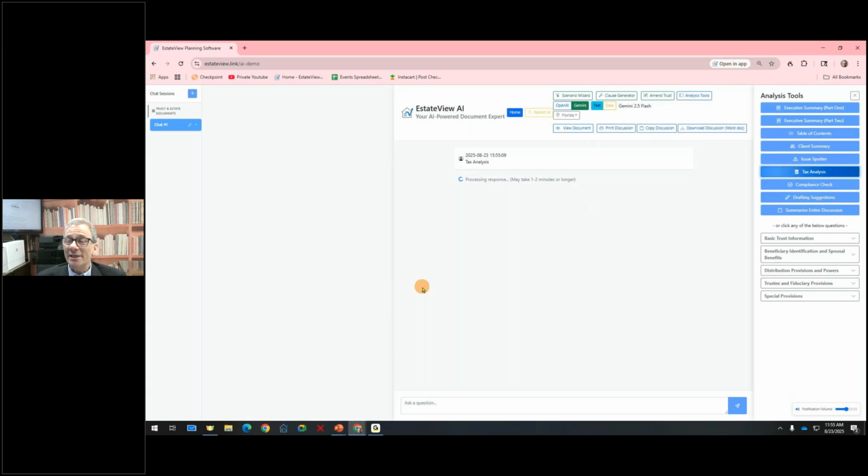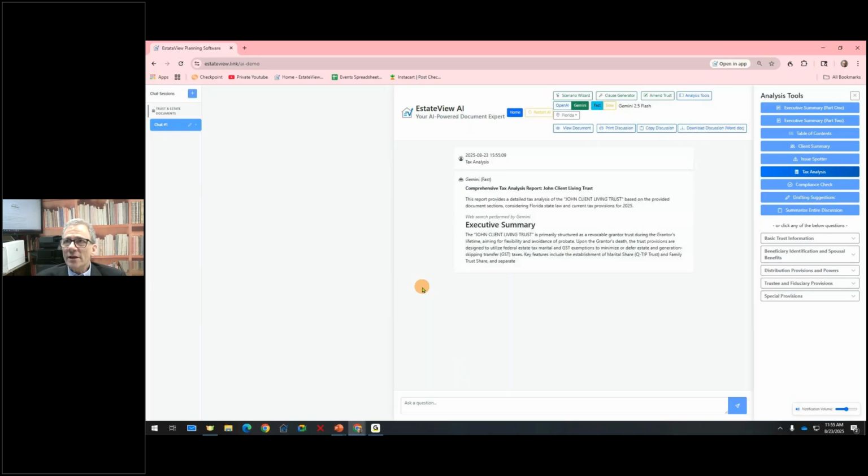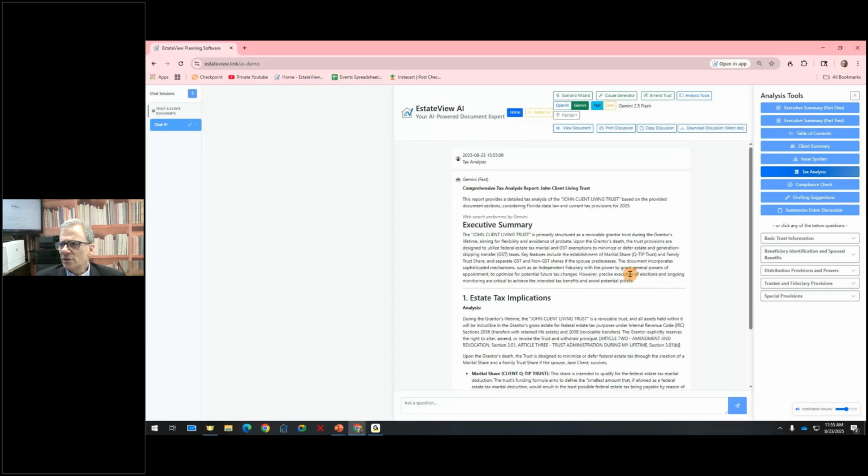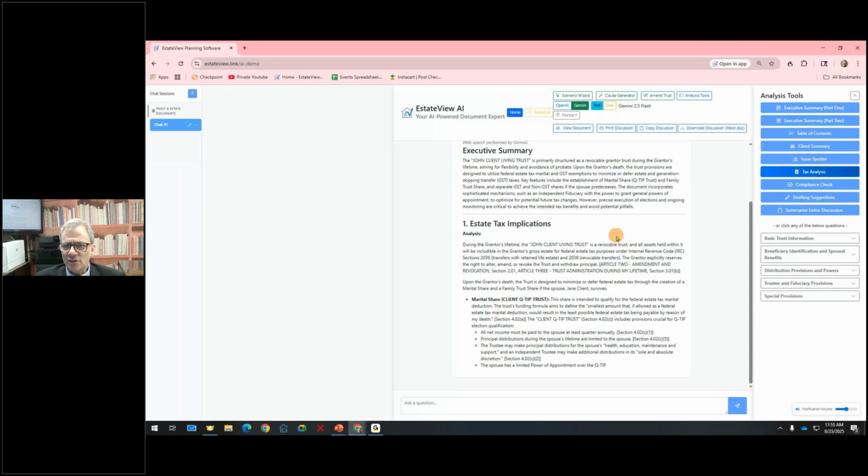Now, it is chunking. And what it's doing is it's taking the document through AI 1,000 words at a time until it's chunked the whole document. And then your computer, using this facility, has created this first part of an executive summary. So it did the executive summary, part one, as to tax implications. Now it's working on the tax analysis. You see there on the right-hand side what it's working on. Now, coming up above, I was able to choose Gemini fast. If I wanted more thoroughness, I could have gone Gemini slow, or I could have clicked on OpenAI.